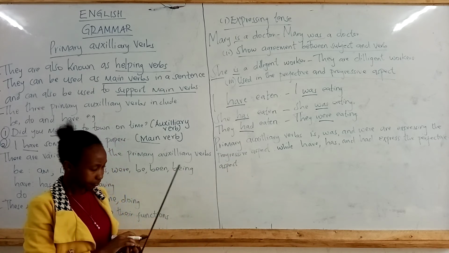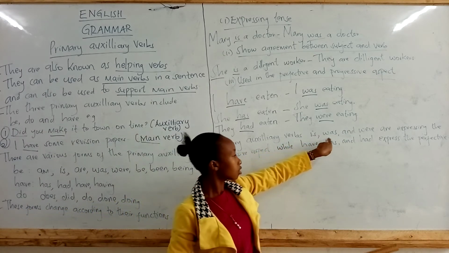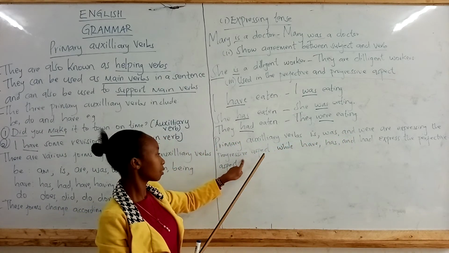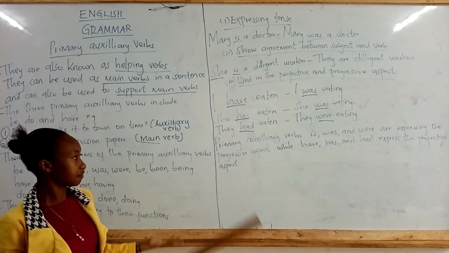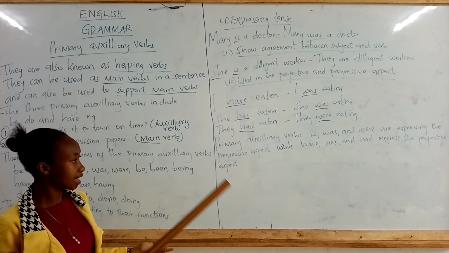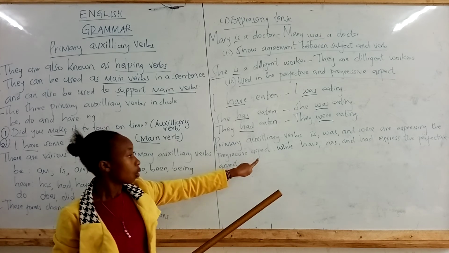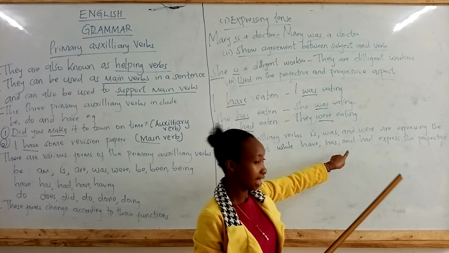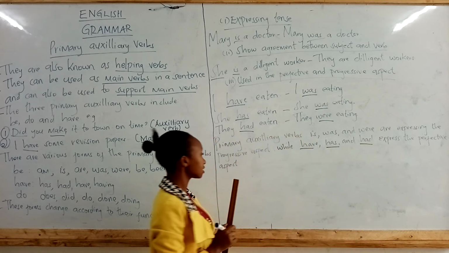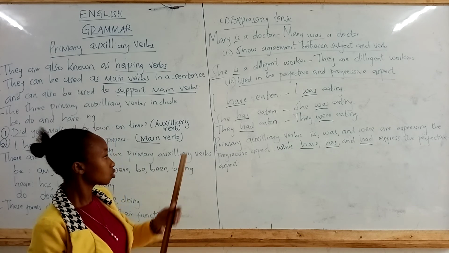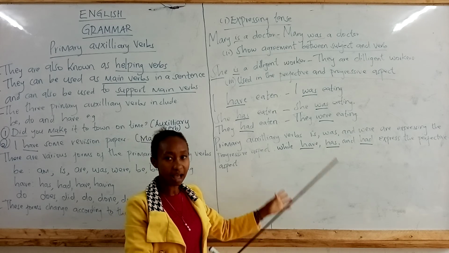So we have the primary auxiliary verbs is, was, and were expressing the progressive aspect. So as we can see, these primary auxiliary verbs have been used to express the progressive aspect. While have, has, and had, the three of them, express the perfective aspect. So the three verbs here have been used to express the perfective aspect.